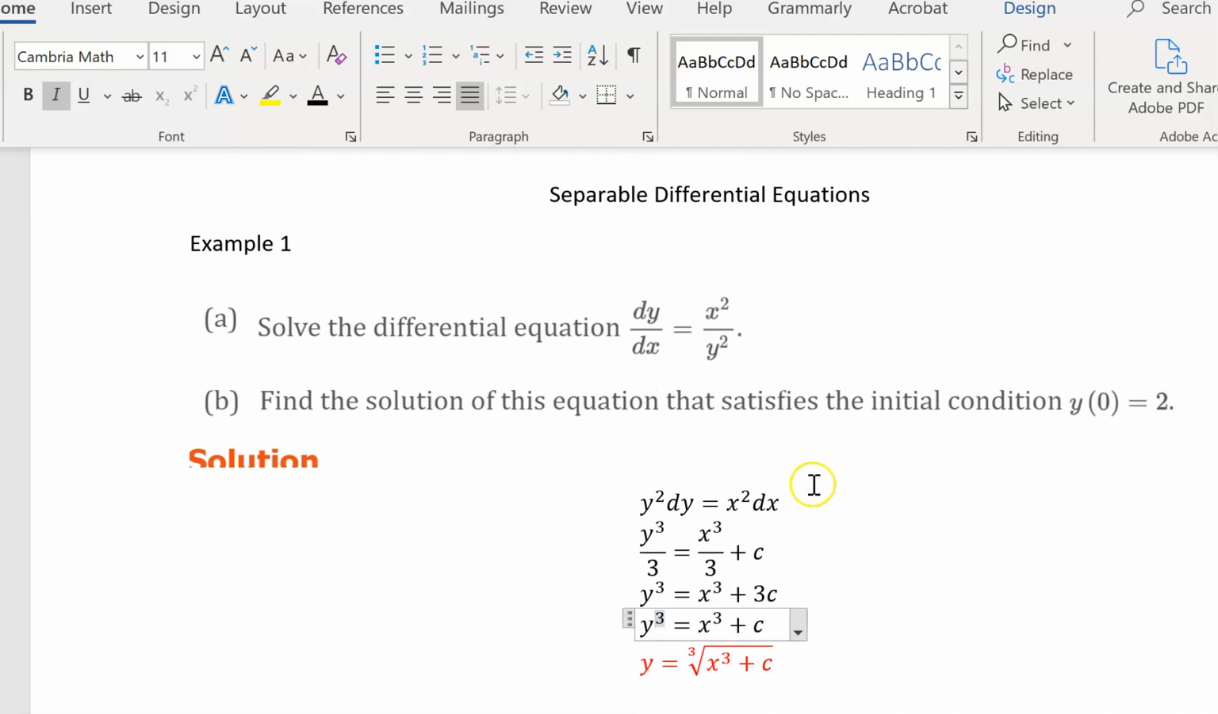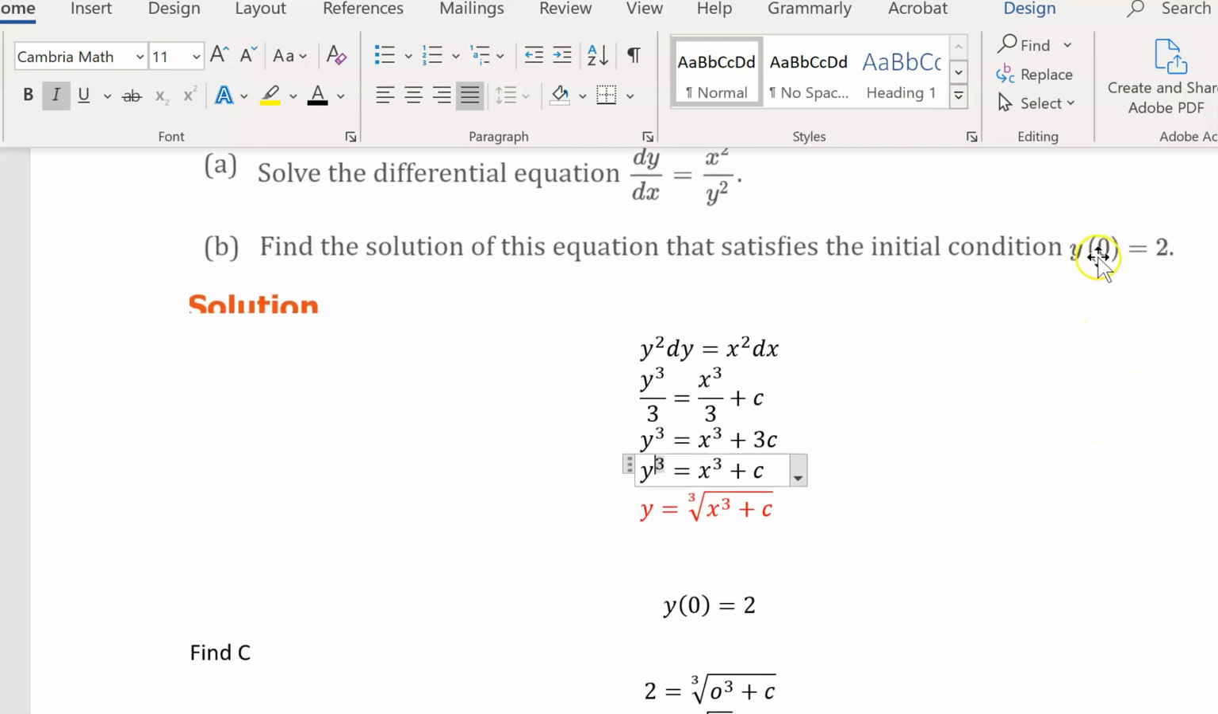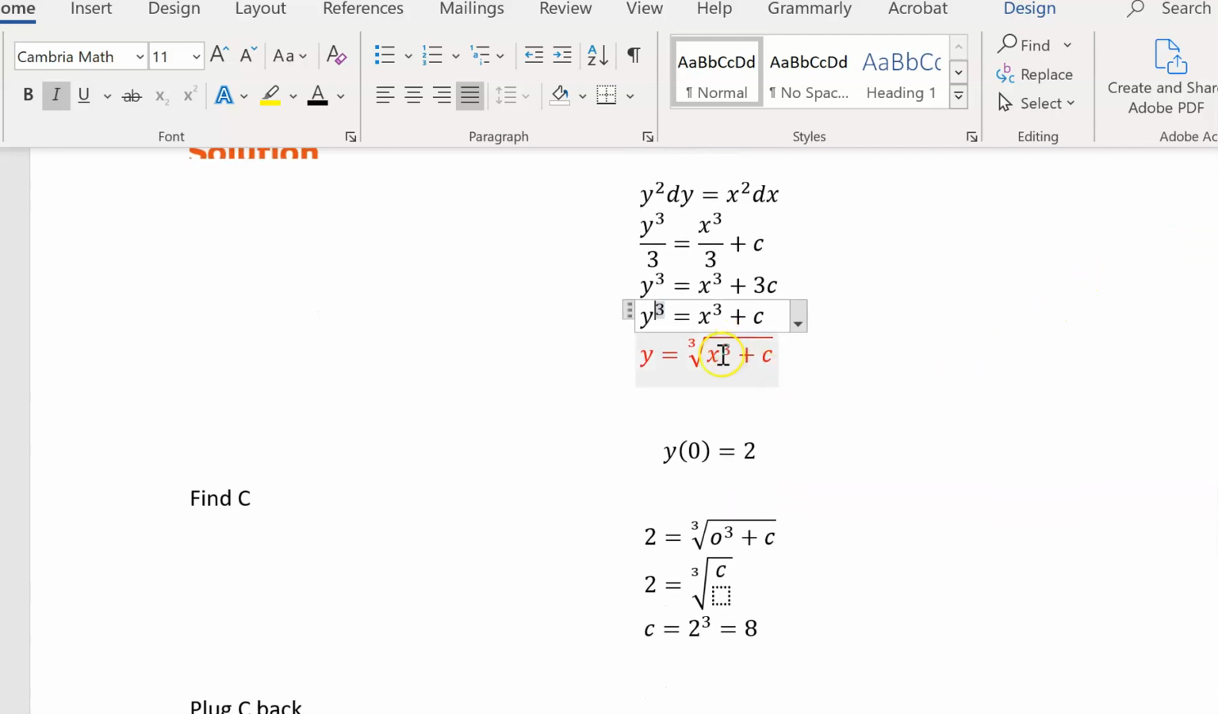Now they also don't want you to leave the answer like that, but they want you to find the value of c by giving an initial condition. So this type of problem is called an initial value problem. What you do is you put the initial condition, which is y(0) equals 2. So you put x equals 0 and y equals 2. So that is to find c.